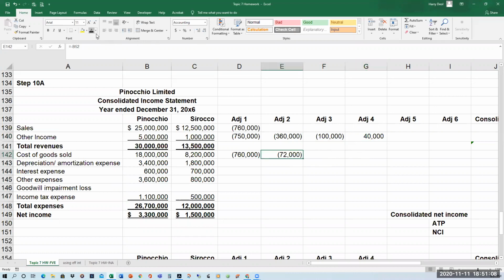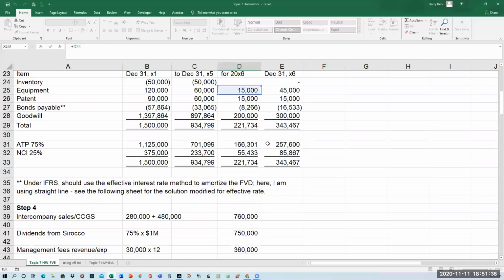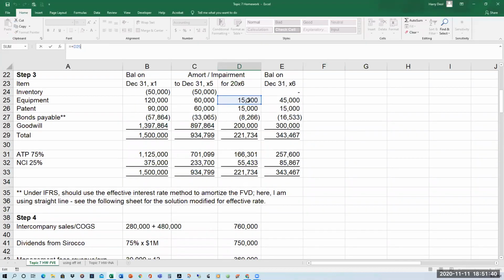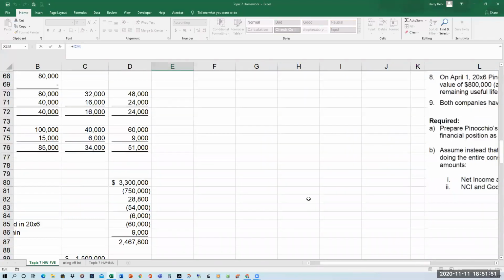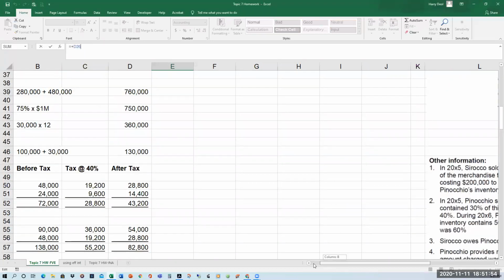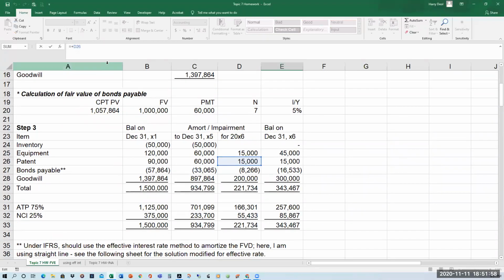To cost of goods sold, you're going to make an adjustment: $72,000 minus for the realized beginning inventory profit, and add $138,000 for the unrealized ending inventory profit. For depreciation amortization, you will add $15,000. If you click on the cell, it'll take you back to what the item refers to. It refers to the $15,000 of the fair value difference amortization for equipment. And then you have another $15,000, and that's the amortization expense on the patent fair value difference. So if you click on the cell, it'll take you back.